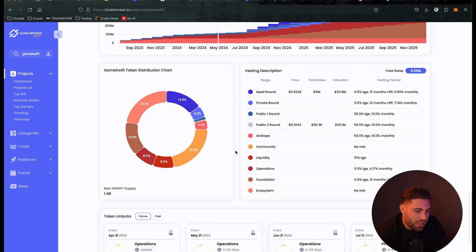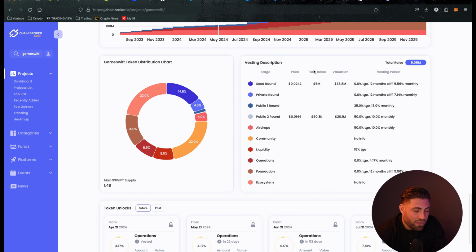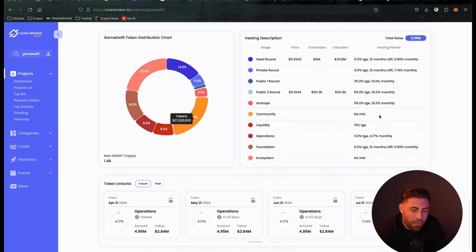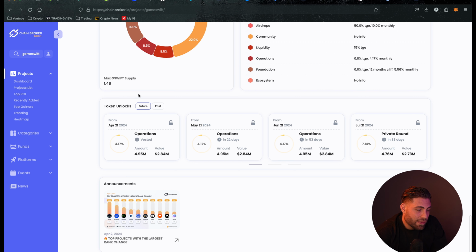You can kind of see the distribution chart. You can see the different vesting descriptions: seed round, private round, public round. If it has the information, it will include how much it was sold at. You can kind of see the future unlocks. The next one will be April 21, which we just had. The next one will be May 21. So every month you can see 4% gets unlocked, but from July, it's going to start ramping up. It's going to be 7%.